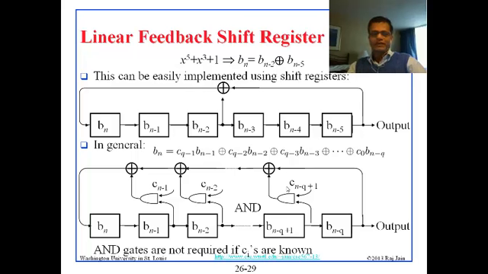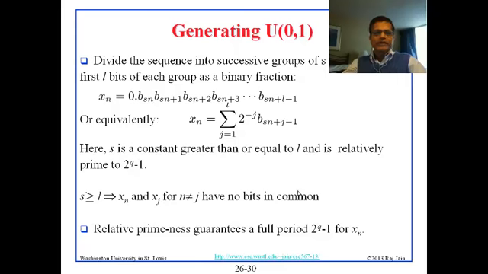It's very simple. Basically, from the polynomial, you figure out which bits have to be exclusive OR'd, and then just take those bits out and feed it back to Bn. Okay? All right.